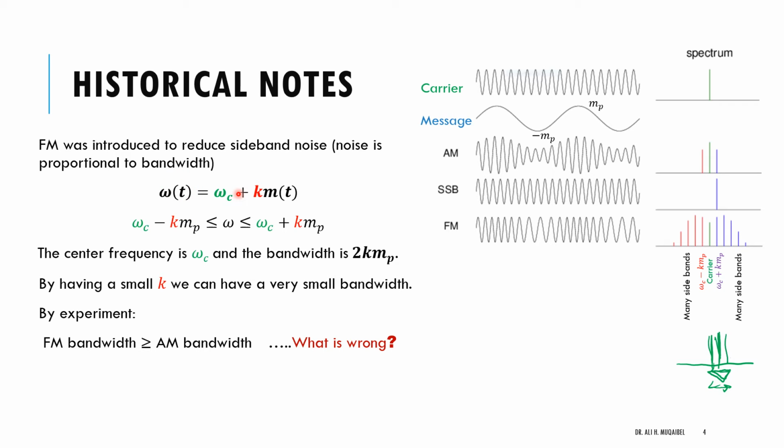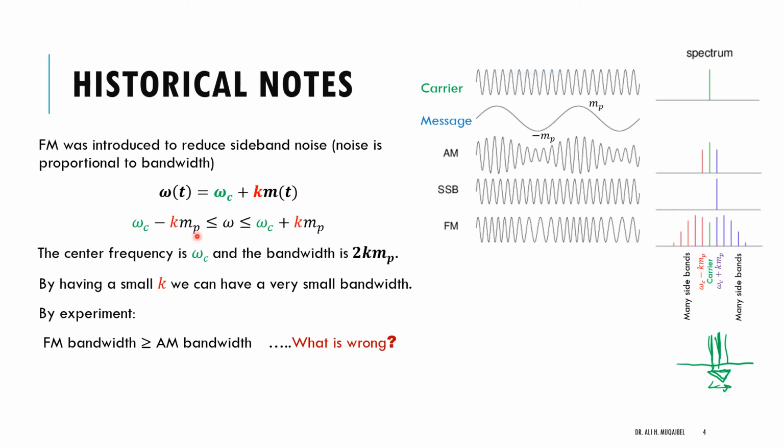The frequency at a given instant is equal to the carrier frequency plus some adjustment in the frequency. So it's K, a constant, multiplied by the message. Historically, they thought that if we make K very small, then we can make this adjustment in frequency very small, so the total bandwidth will be around the carrier frequency. We're going to go plus K Mp. What's Mp? It is the peak value of the message. So we go to the right here, K Mp, and to the left, minus K Mp.